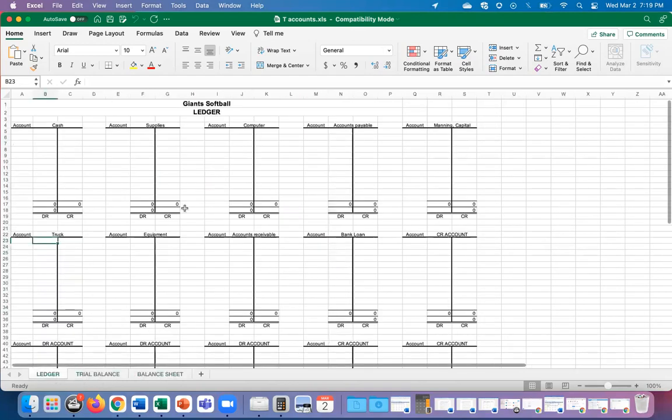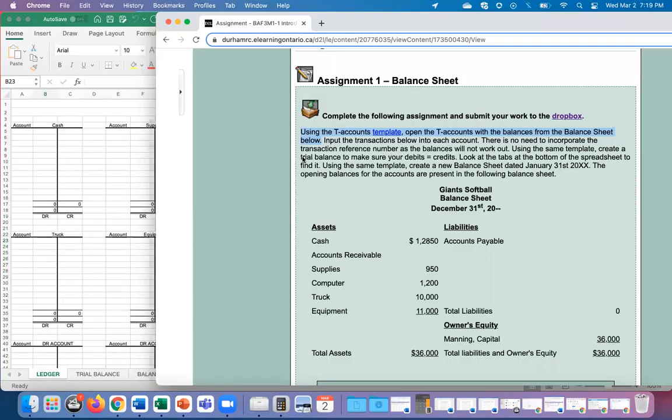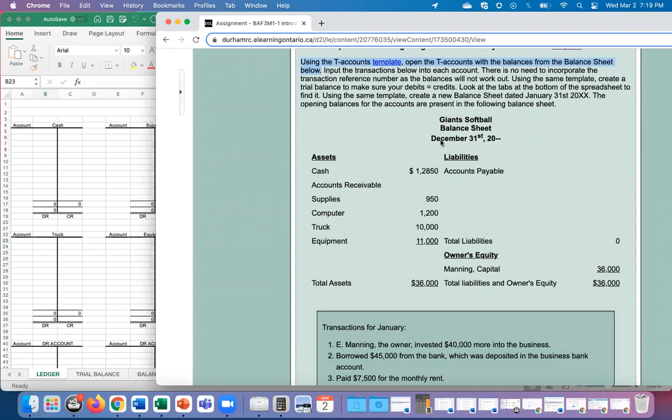Going to the ledger, that's the first thing we have to do, and that's what this highlighted sentence is referring to: open the T accounts with balances from the balance sheet below. If we look below, we have this balance sheet, which looks very similar to the ones you've put together so far. Maybe the only difference is they don't have the box or borders around them, so it looks a little more unrestricted.